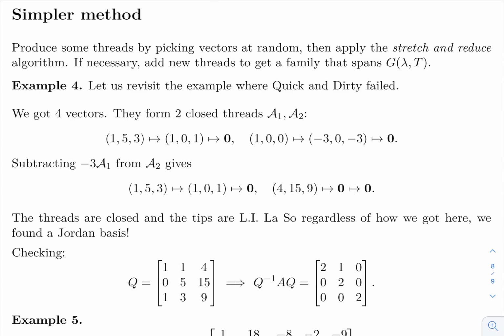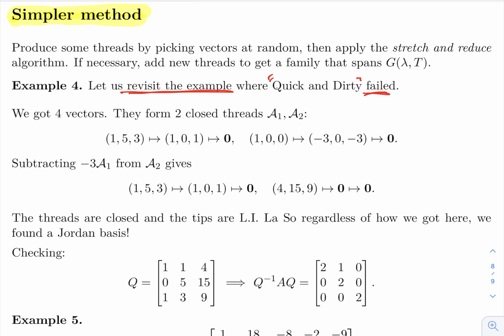So now I'll introduce a method which is simpler than the guaranteed method, which is still guaranteed, and it may involve more computations, but it's conceptually simpler. I hope, at least for me, it is conceptually simpler. So let's first revisit this example we just saw before, where the quick and dirty method failed.